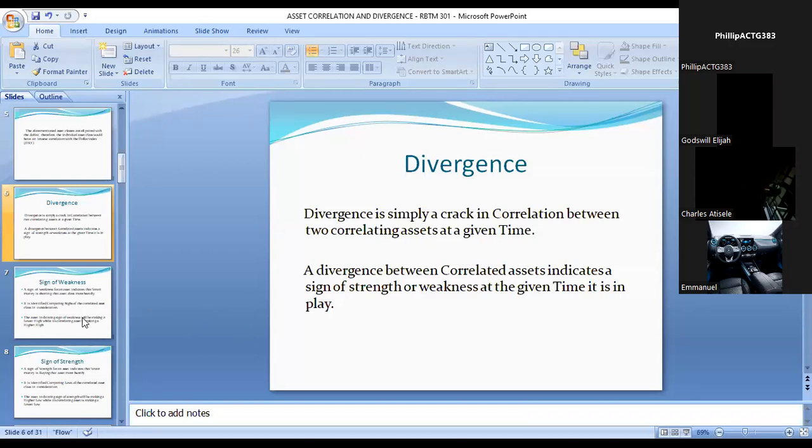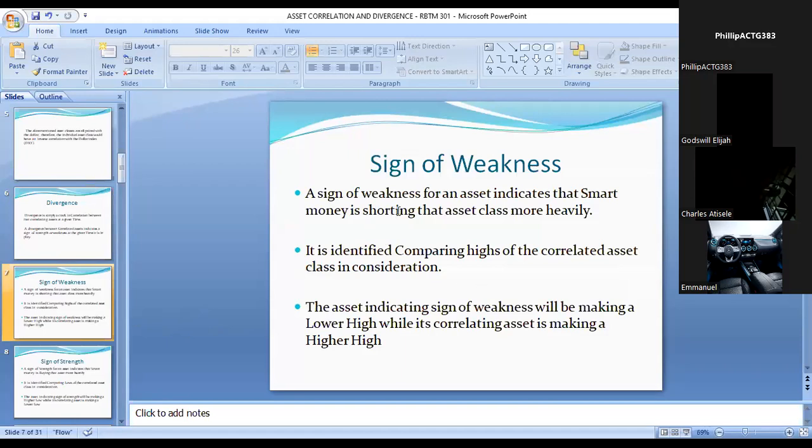All right. So now, what is a sign of weakness? How do we identify a sign of weakness? A sign of weakness for an asset indicates that smart money is shorting that asset class much more heavily. Number two, you identify a sign of weakness by comparing highs. During our market structure, we know we have higher highs and lower lows. So you compare the highs of correlating assets to determine a sign of weakness. The asset indicating a sign of weakness will be making a lower high, while its correlating asset will be making a higher high.